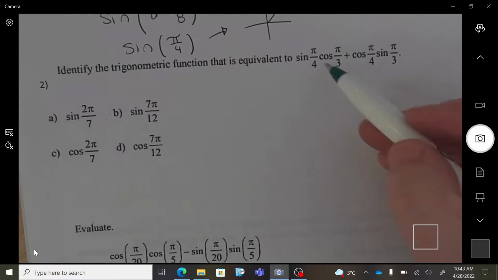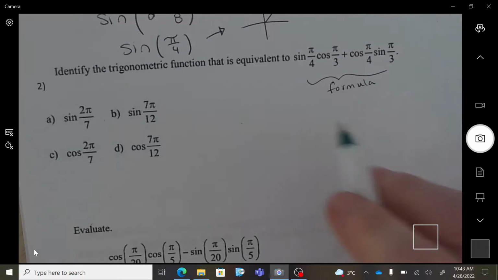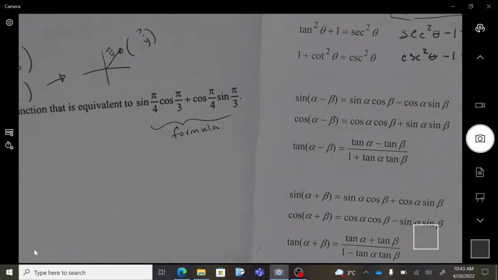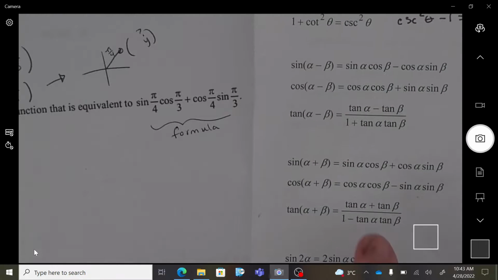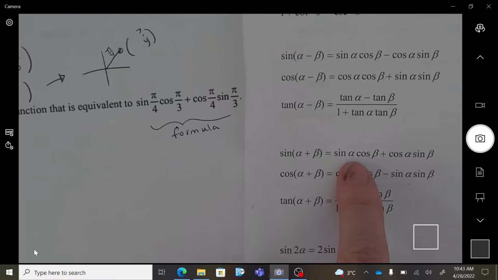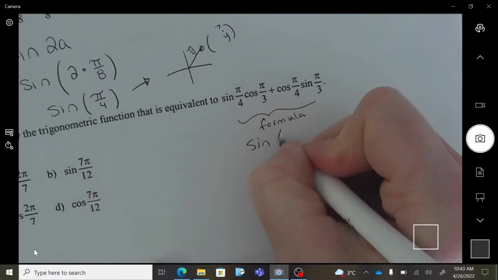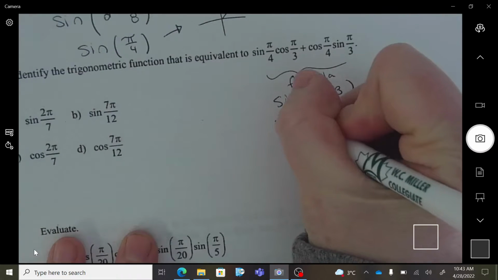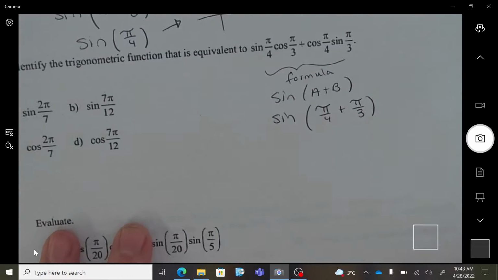Identify which one is this. So this formula is what? So sine cos plus cos sine. So I'm looking for something that looks like sine cos plus cos sine. So it matches this, sine A plus B. That's the formula it matches. So what is the sine of angle A plus angle B?